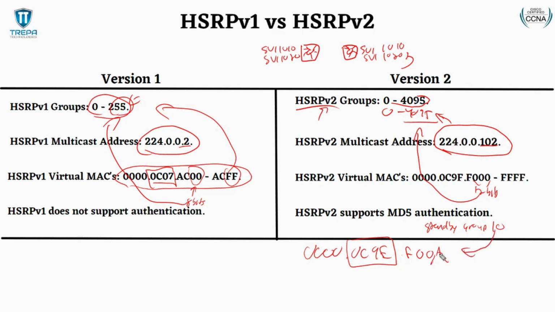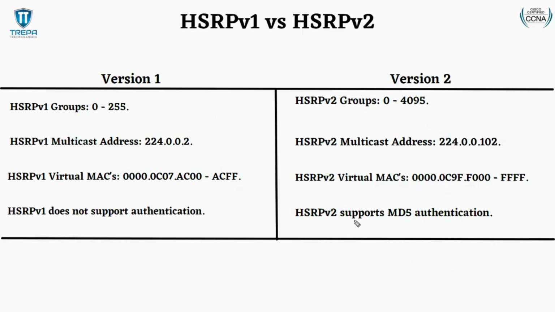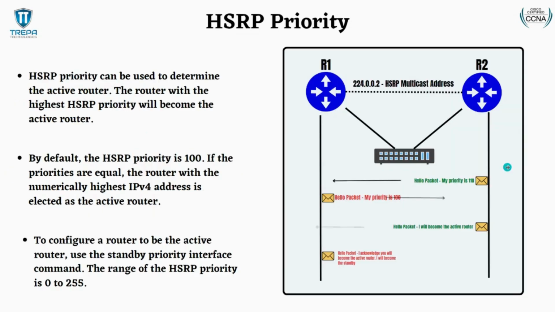Because in these hexadecimal digits, 0 through F, right? So 1, 2, 3, 4, 5, 6, 7, 8, 9, and then A, B, C, D, E, F. A is going to equal the number 10. So pretty cool, right? So you got to kind of take note of that. Another thing version 2 does is it supports MD5 authentication. So you actually can do some authentication with HSRP version 2.